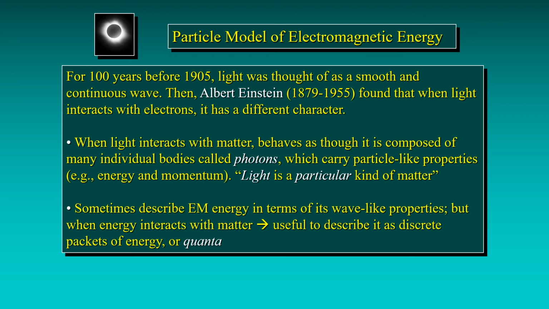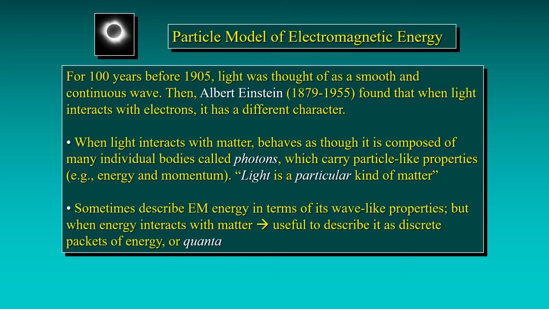But Albert Einstein came along and he found that when light interacts with electrons, it has a very different sort of character. Specifically, he found that when light interacts with matter, it really behaves as though it is comprised of many little individual bodies that we call photons. And those photons carry particle-like properties such as energy and momentum. So physicists today would answer the question, what is light, as light being a particular kind of matter. That's very interesting. That follows from the findings of Einstein.